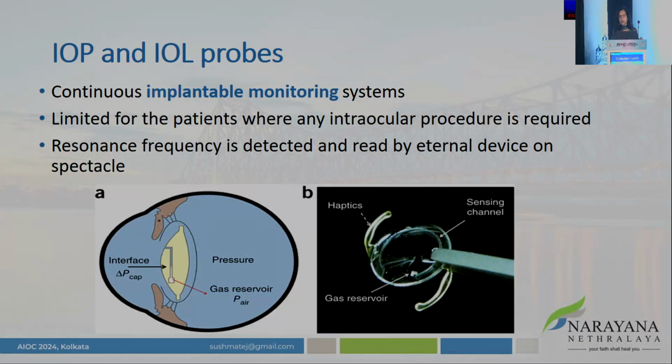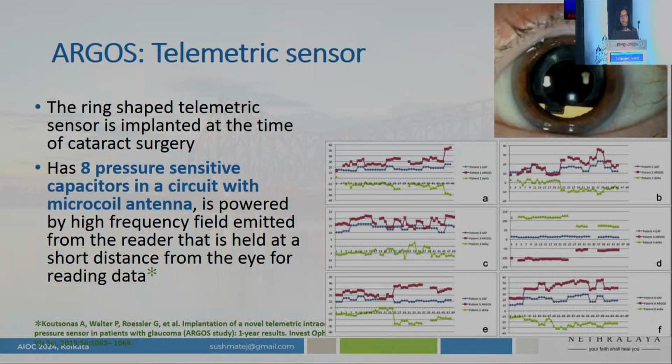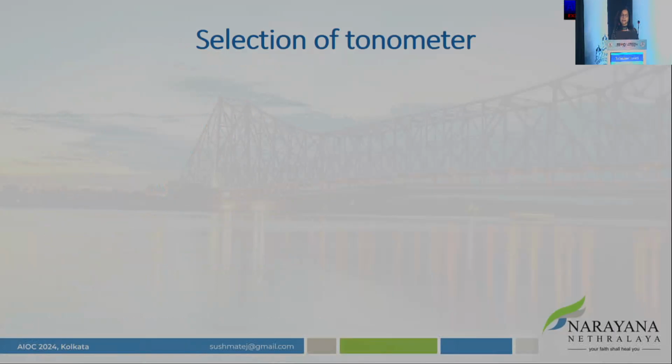There are certain implantable monitoring systems like IOL probes, or certain AIOS studies, which tell you about the telemetric sensor which can be implanted during cataract surgery and monitors the pressures throughout the day, but of limited use because of the possibility of pupil distortion and uveitis.